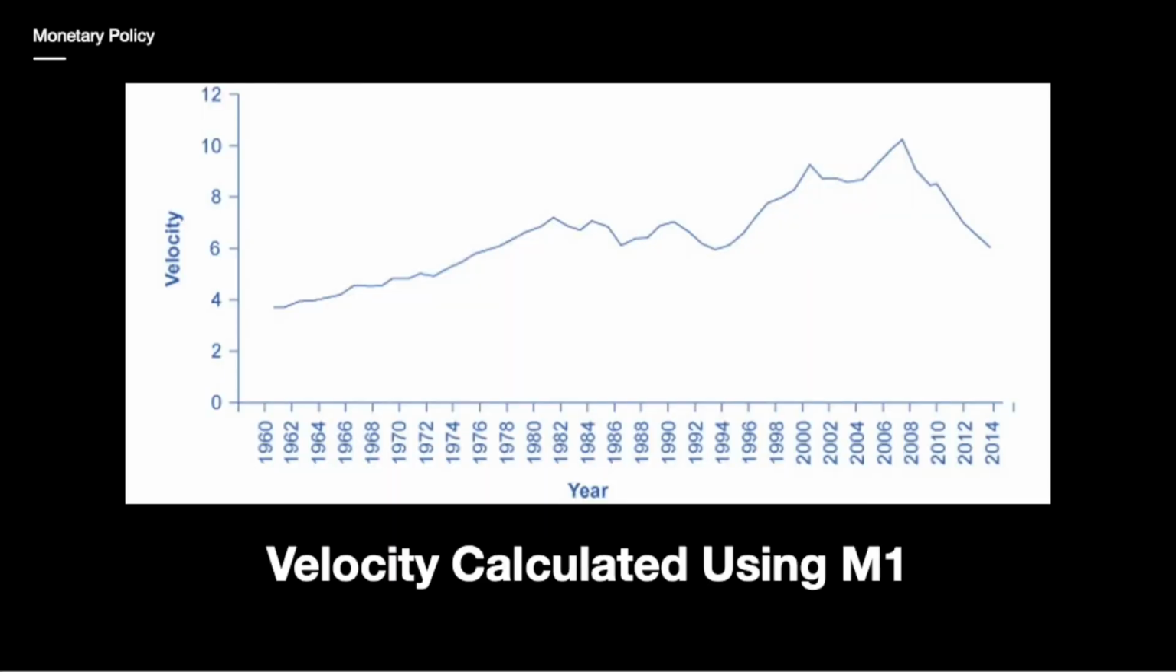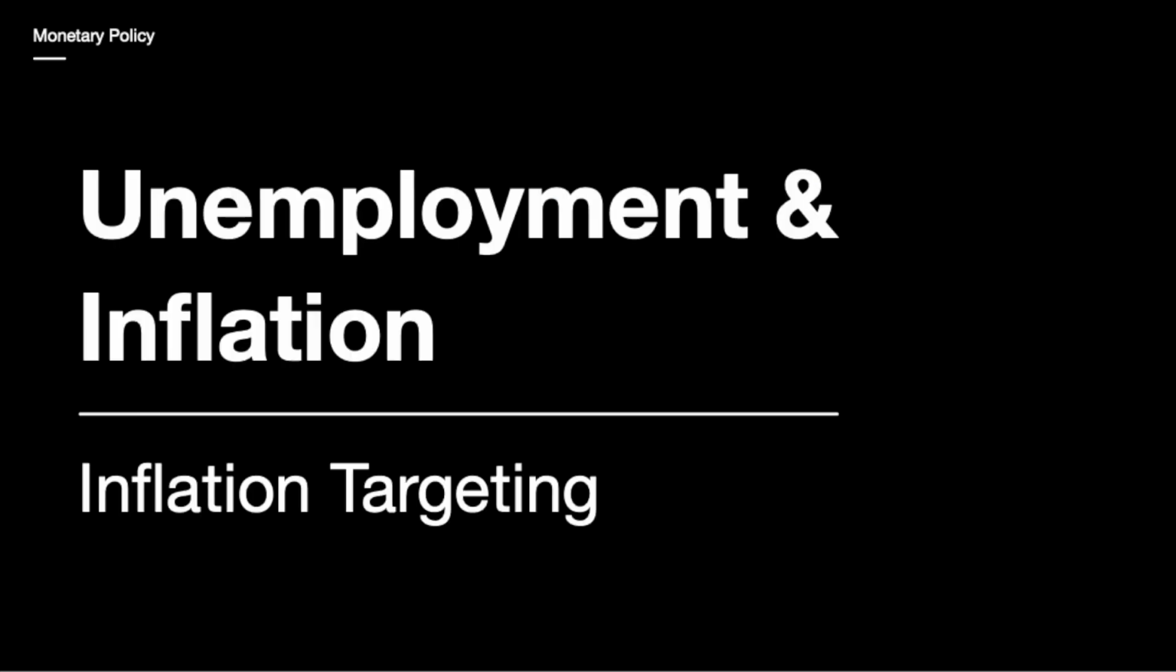Velocity calculated using M1. Velocity is the nominal GDP divided by the money supply for a given year. We can calculate different measures of velocity by using different measures of the money supply. Velocity calculated using the M1 money supply has lacked a steady trend since the 1980s, instead bouncing up and down. Unemployment and inflation.